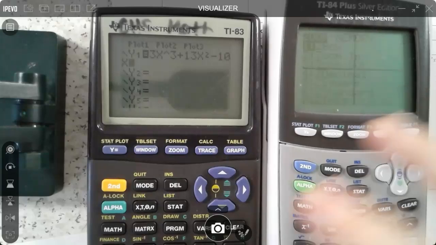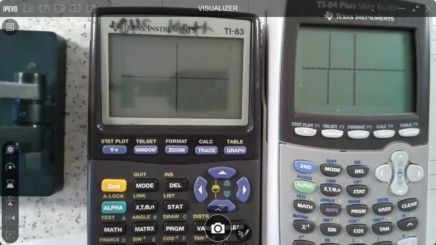Zoom 6. Zoom 6 on whichever one you have. All right, so remember, guys, Zoom 6 takes you to a standard window. That's a 10 by 10 window. It's a good place to start. Okay? In this case, I can see everything that I need to see right now. So I'm good to go.